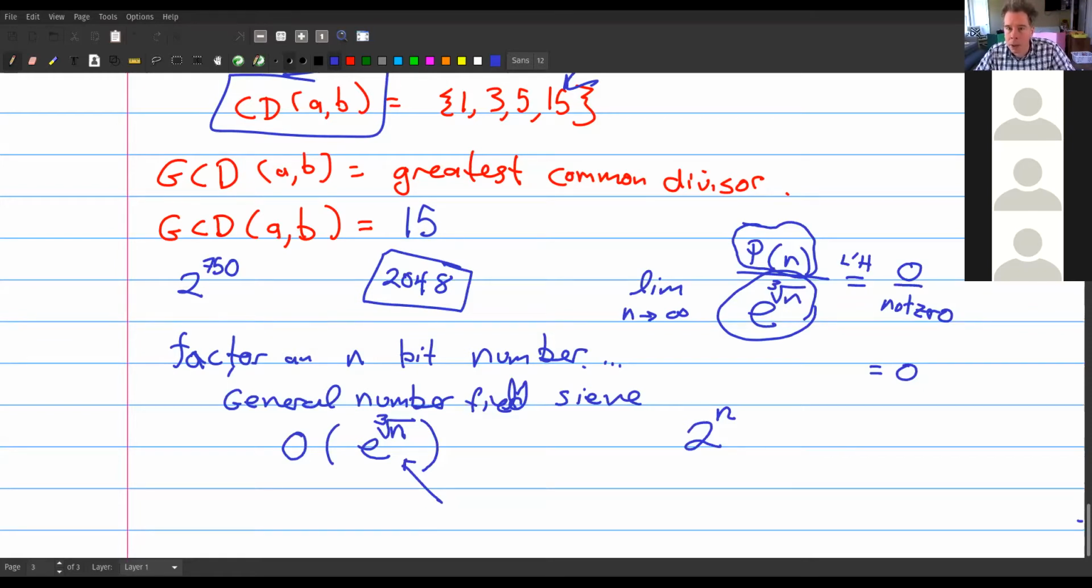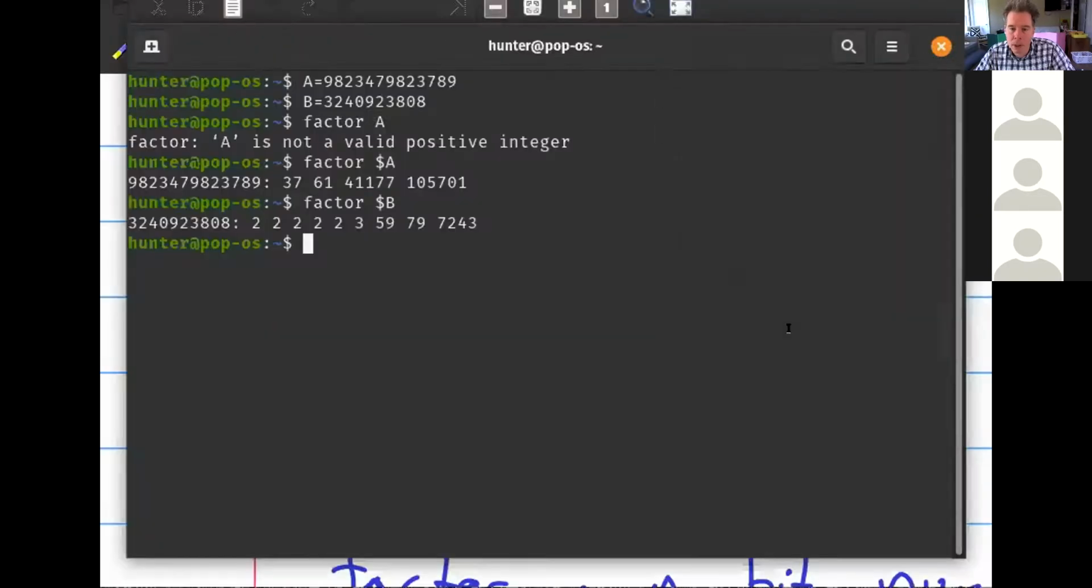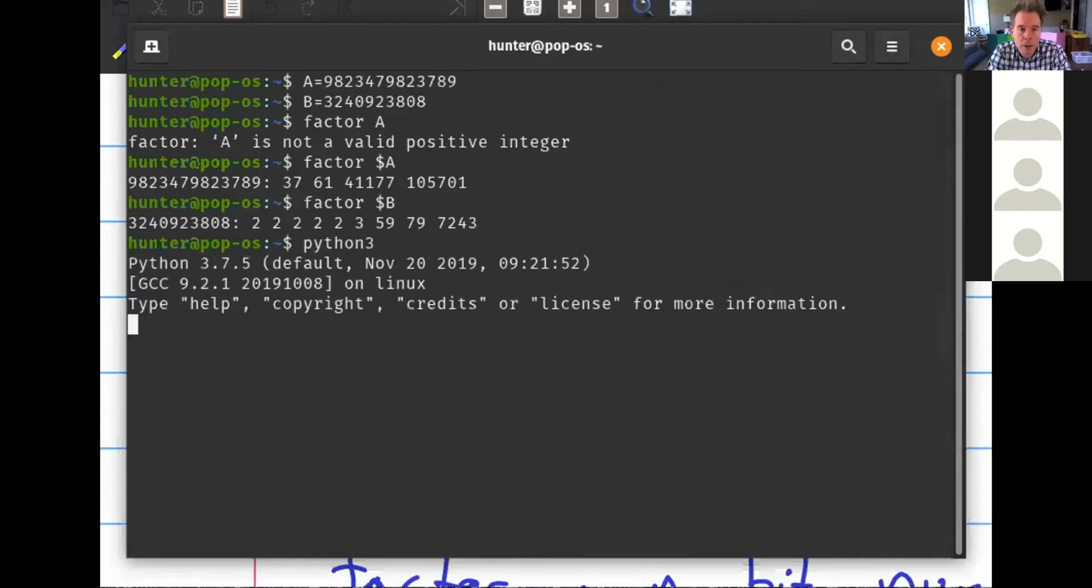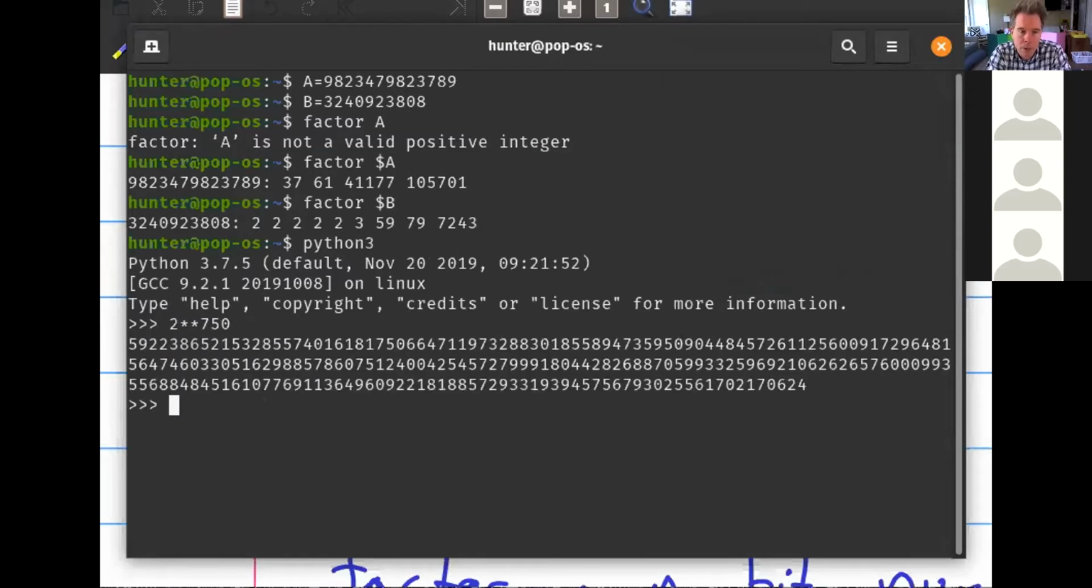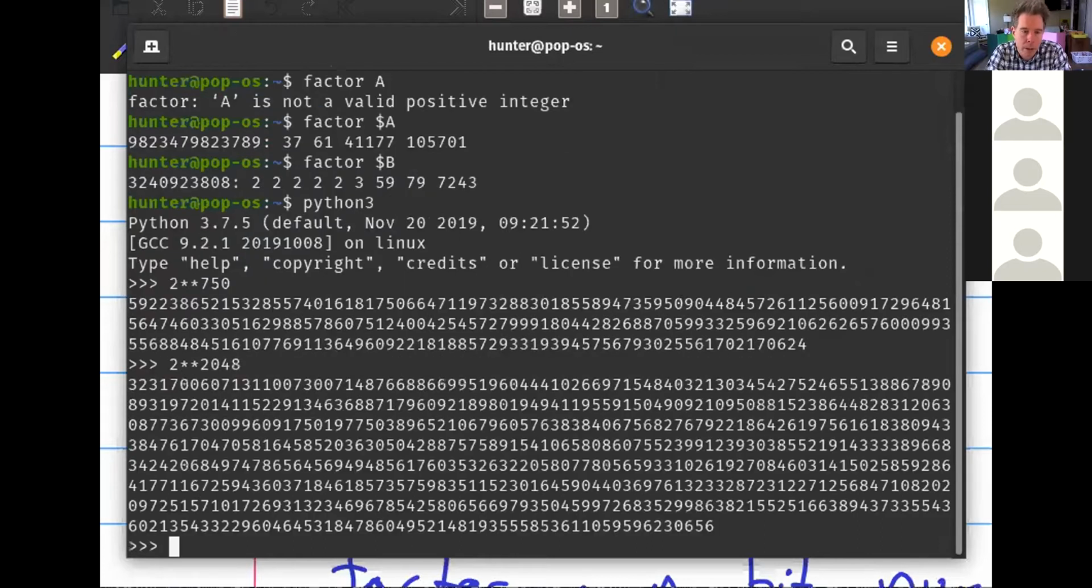That's ridiculously big. It's really silly big. Python is really good because you can make integers as big as you want. So 2 to the 750 is a number about that big. And then the numbers that we often use are numbers kind of like this, about that big.